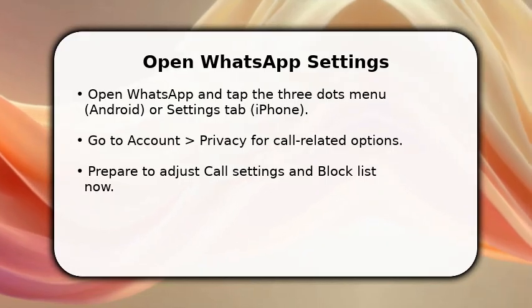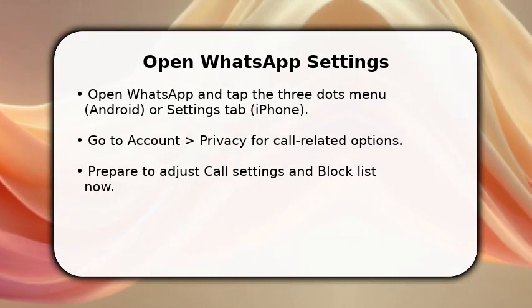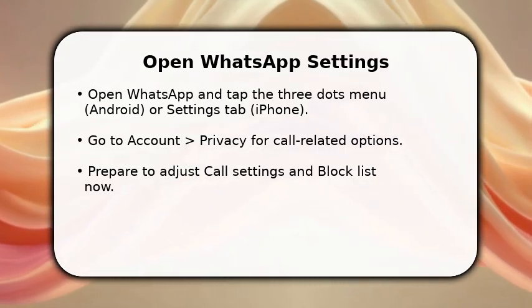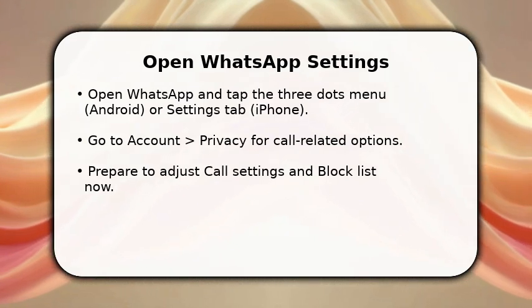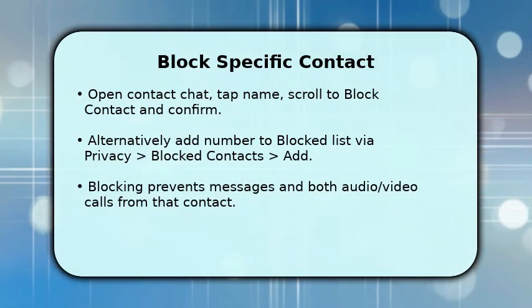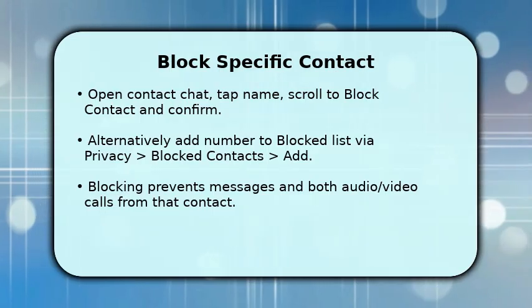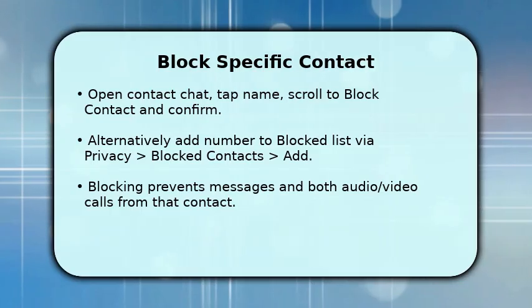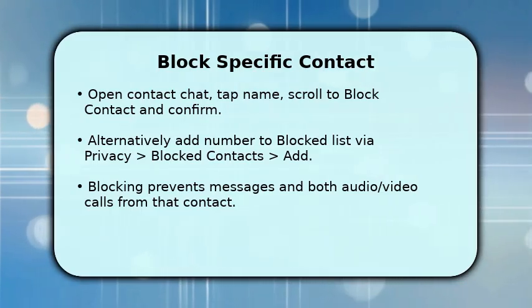Not Disturb rules apply. Now tap Blocked Contacts and be ready to add a number, since blocking a contact prevents both messages and audio calls from getting through. Once you're viewing the contact or chat, tap their name at the top and scroll down to Block Contact, confirm when prompted. This is the direct, immediate way to stop audio calls.